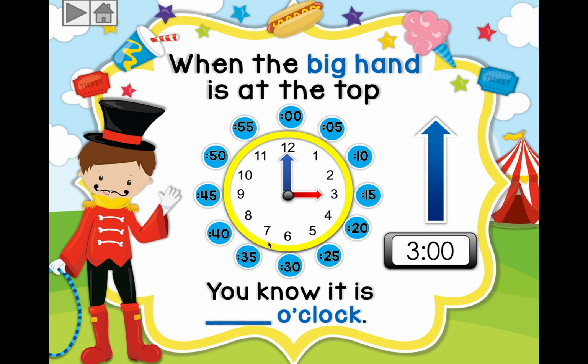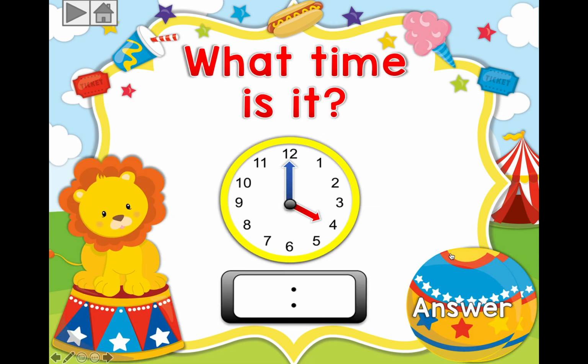Now, when the big hand is at the top, we know that this means it is o'clock. So at the moment, this clock is showing 3 o'clock because our minute hand is at the 12 and our hour hand is at the 3. So it is 3 o'clock. But we can write 3:00 when we're saying 3 o'clock.